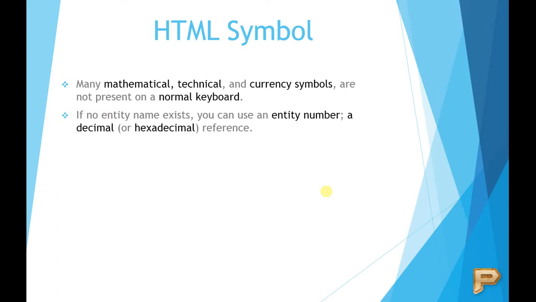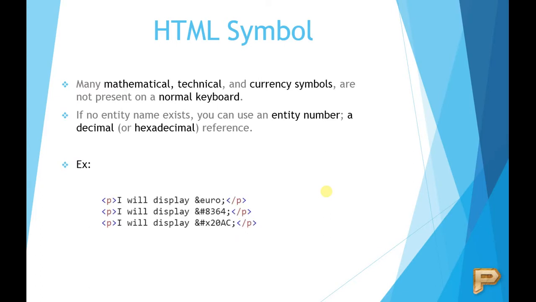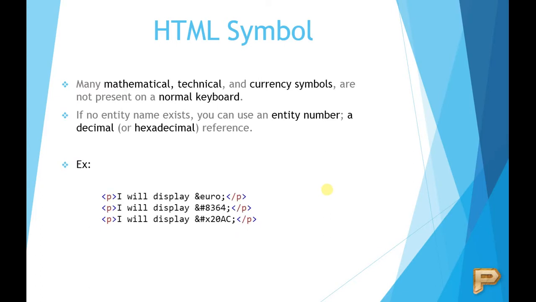If no entity name exists, you can use an entity number, decimal or hexadecimal reference. For example, this. So the very first, I will display euro, that is the entity name, and #8364 is its entity number, and x20ac is hexa, you can also see it as hexadecimal. So we will try to use this practically in Notepad++.